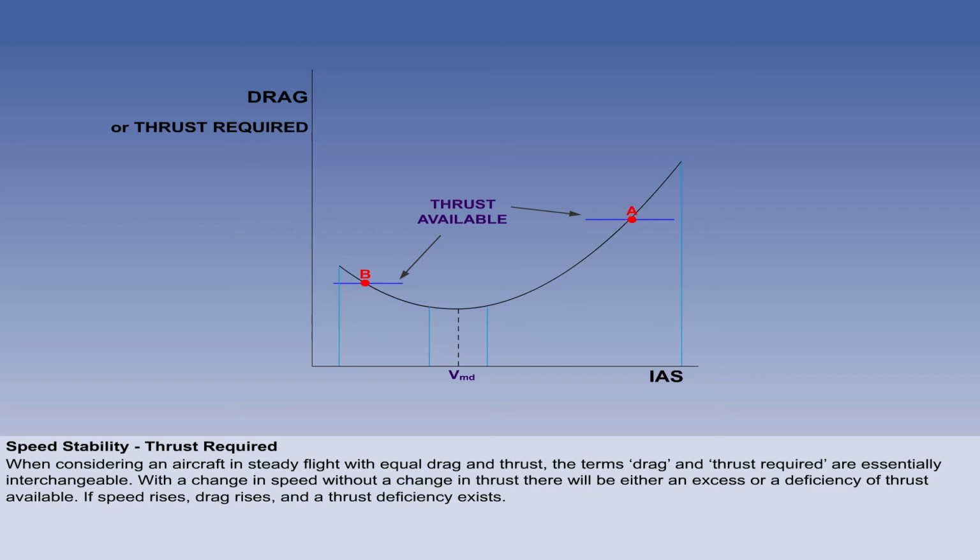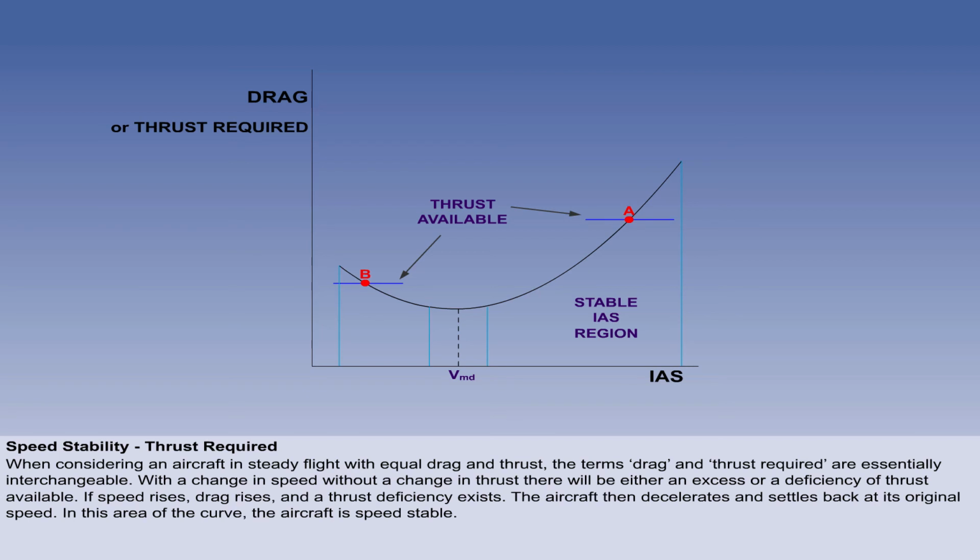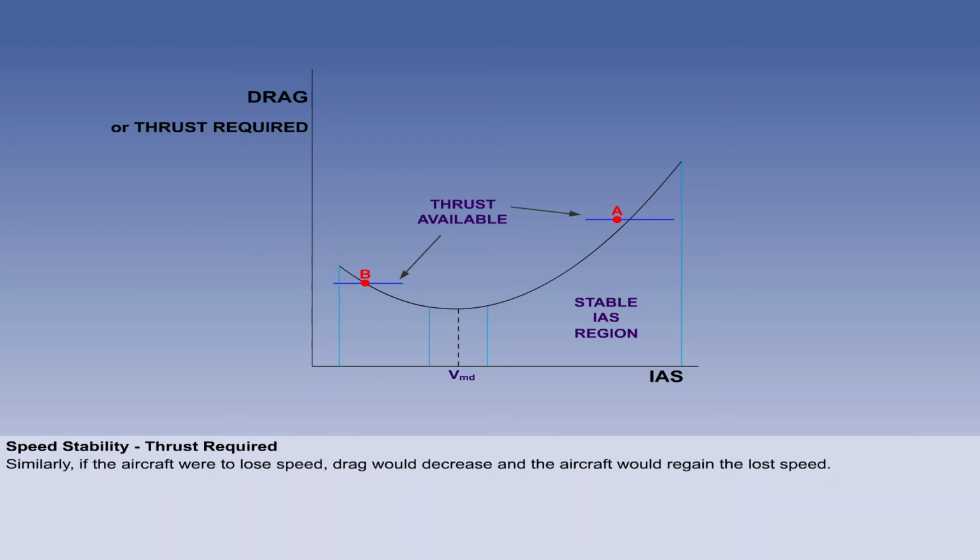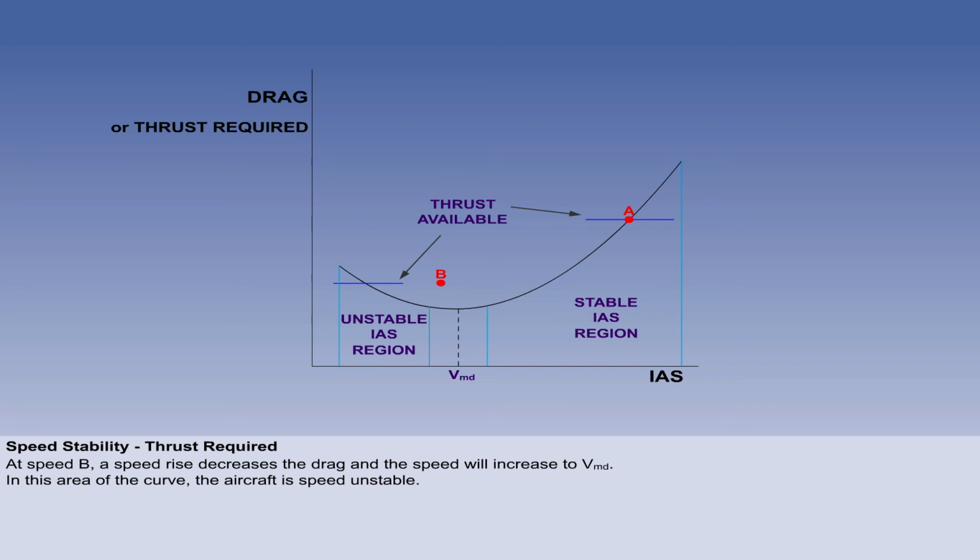If at speed A the speed is disturbed and rises, drag also rises, and a thrust deficiency exists. The aircraft then decelerates and settles back at its original speed. In this area of the curve, then, the aircraft is speed stable. Similarly, if the aircraft were to lose speed, drag would decrease, and the aircraft would regain the lost speed. Considering the aircraft at speed B, if it gains speed, drag decreases, and with an excess of thrust, the aircraft's speed will continue to drift up to VMD. In this area of the curve, the aircraft is speed unstable.